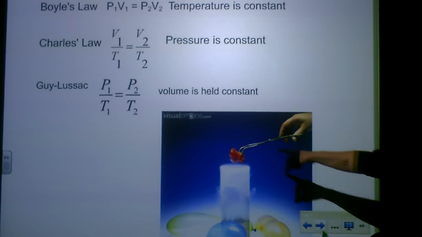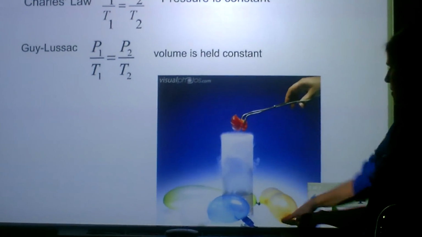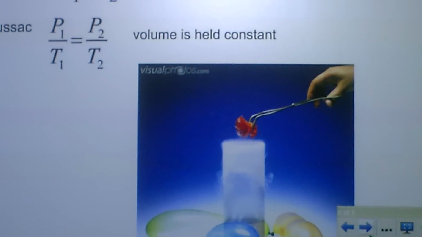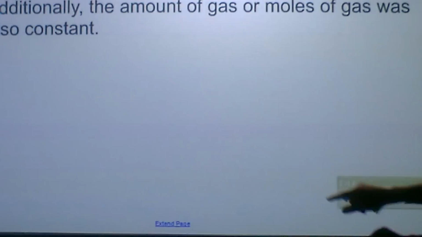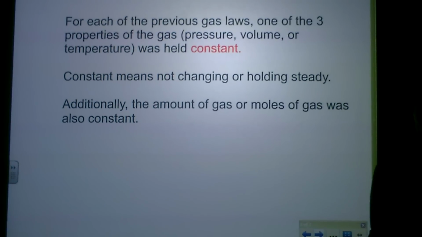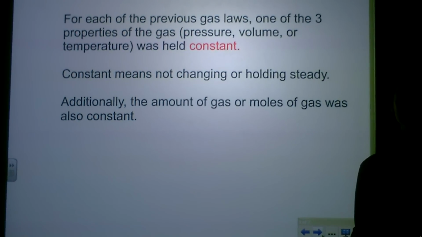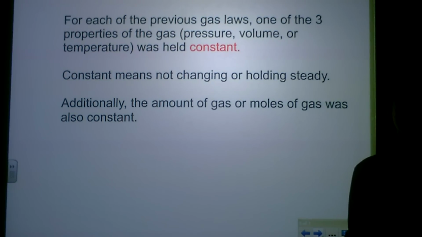So here you have a picture of a balloon being put in very, very cold liquid nitrogen. At room temperature, the balloons are quite large, but when the temperature drops, the volume also drops. For each of the previous gas laws, one of these three variables, either temperature, pressure, or volume, has to be held constant. And constant means not changing. Additionally, for each of these first three gas laws, we have also been holding the number of moles, or n, constant, which is another way of saying that the amount of gas in our system is not changing.